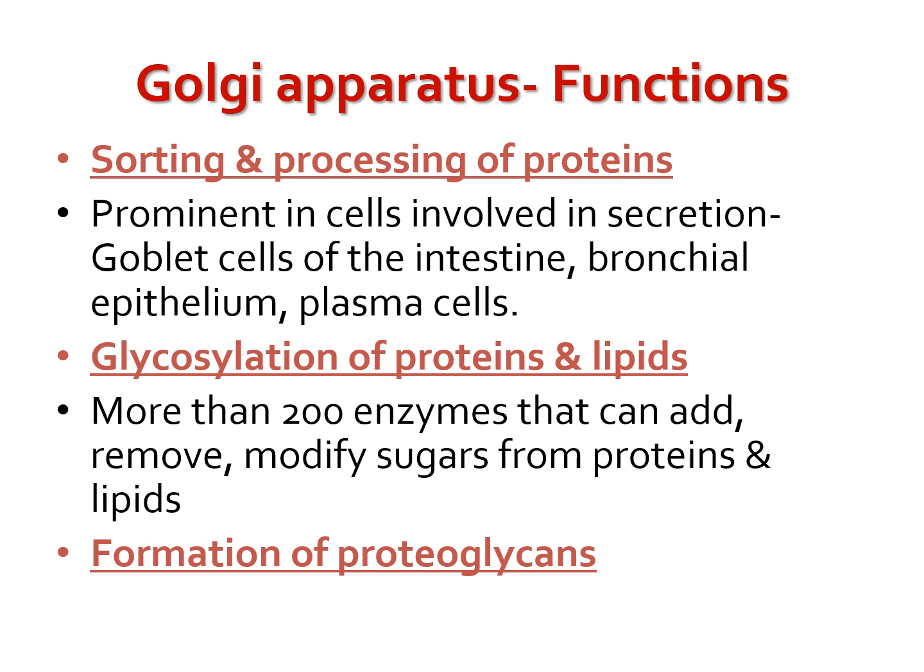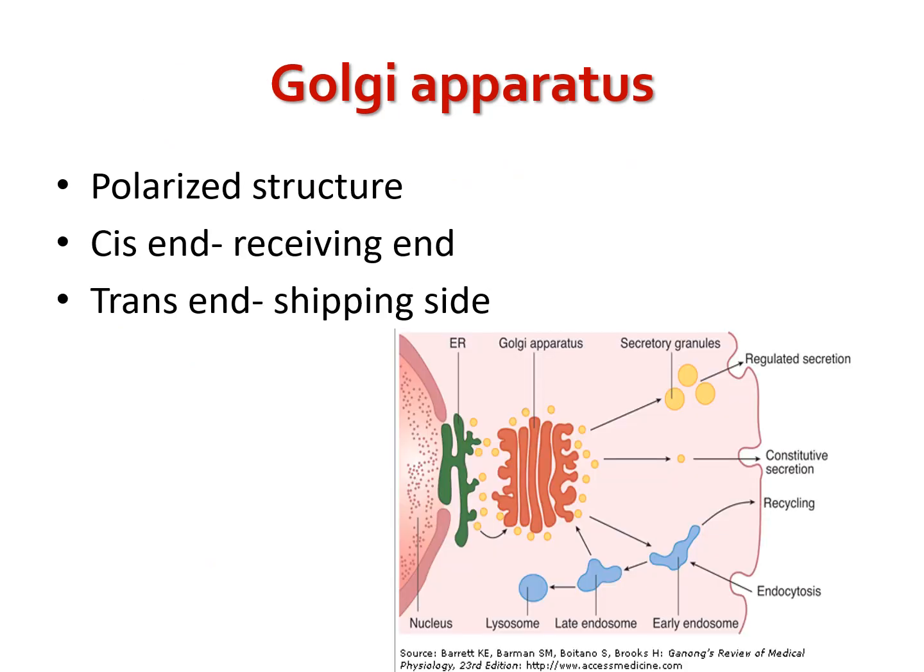And glycosylation of proteins and lipids. We saw that there are different types of proteins, and different types of lipids, even in the cell membrane. When the carbohydrates are attached to the proteins, they are glycoproteins. When the carbohydrates are attached with the lipids, they are named glycolipids. So glycosylation of proteins and lipids is also a function of Golgi apparatus. And formation of proteoglycans is also a function of Golgi apparatus. One more function is very important: lysosomal enzymes are synthesized in the Golgi apparatus. All these are the functions of Golgi apparatus.